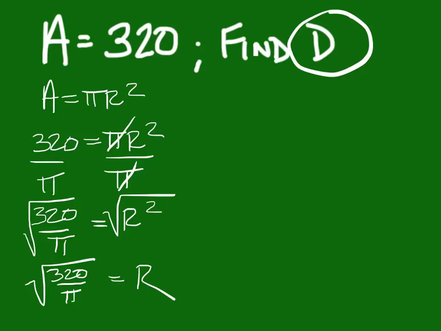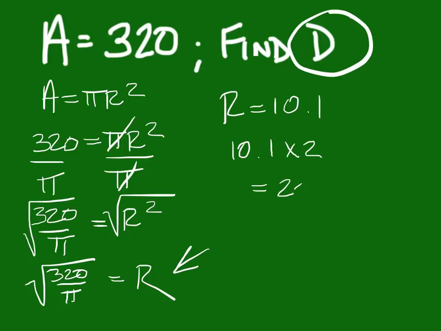You are looking for d. In the cases in which you're looking for d, we agreed that we would round r to the 10th place first and then multiply by 2. So plug in the square root of 320 divided by pi and come up with 10.1. If r equals 10.1, you have to multiply 10.1 by 2 to get an answer of 20.2 for the diameter.